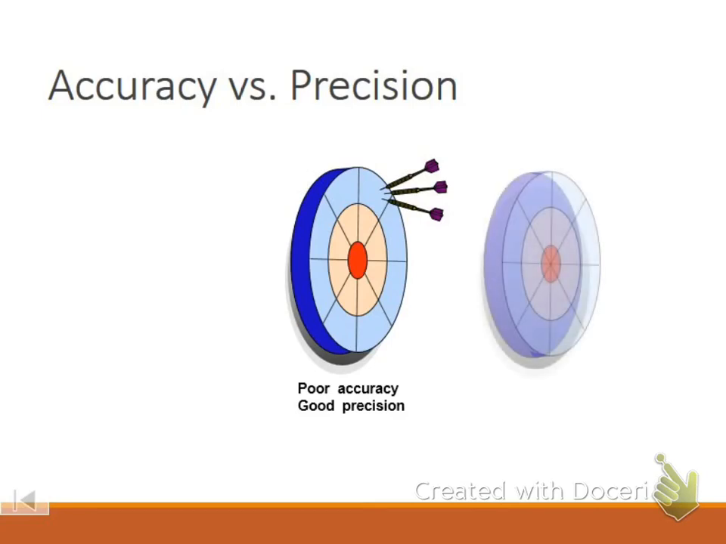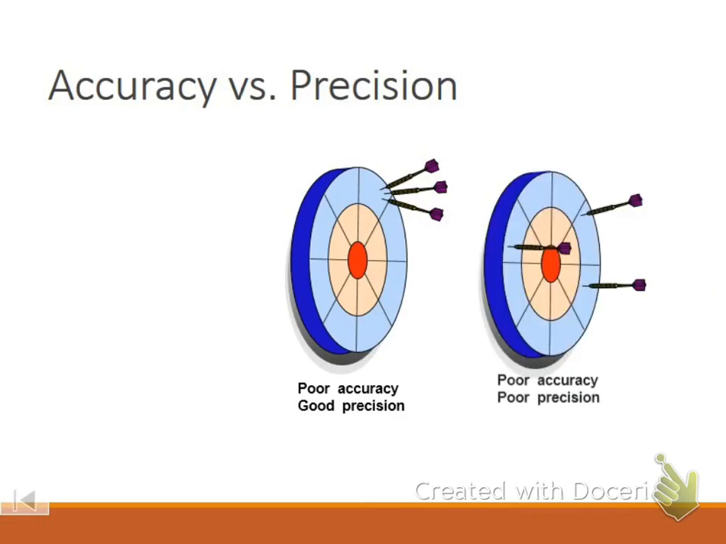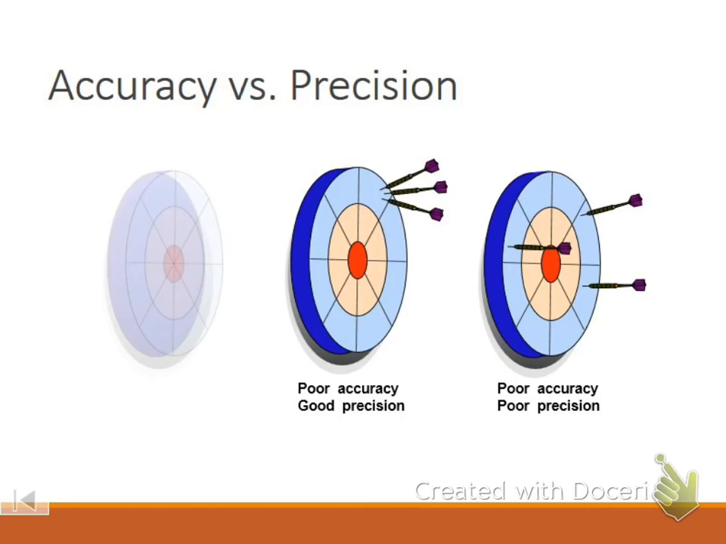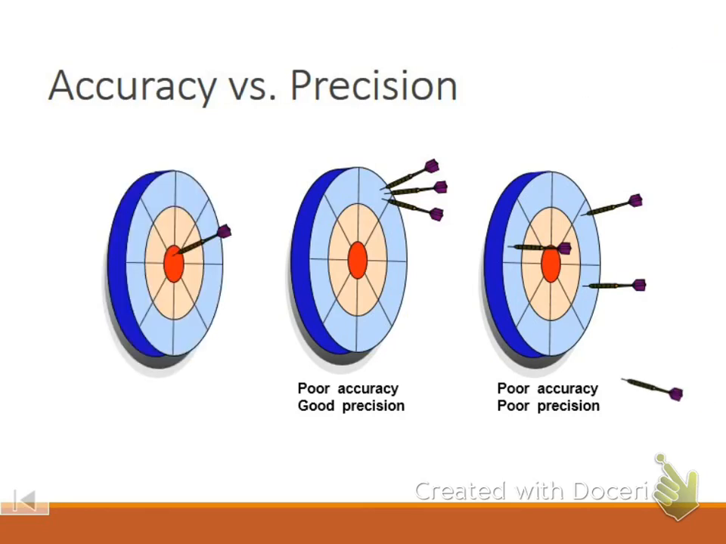Next dartboard I throw. I am neither. I'm not precise nor accurate. And then the last dartboard, 1, 2, 3. I win! I am precise and I'm accurate, which is obviously what we like to be. But it's not always the case.